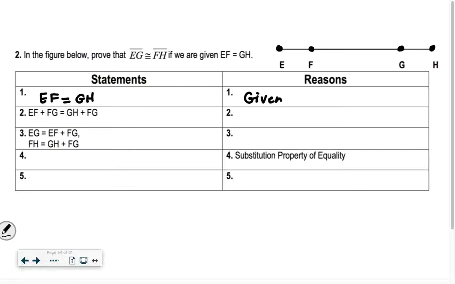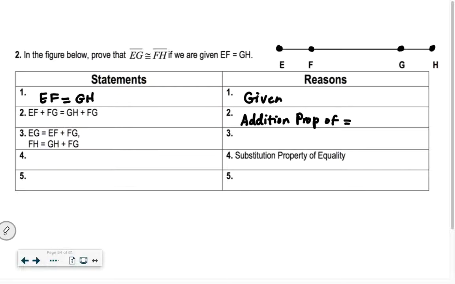All right, so EF plus FG equals GH plus FG. Well, what did I do to both sides of the equation, Cam? You added something? I added, so what do we call that? The addition property of equality. Yeah, addition property of equality, because we added the same thing. We added FG and FG to both sides.